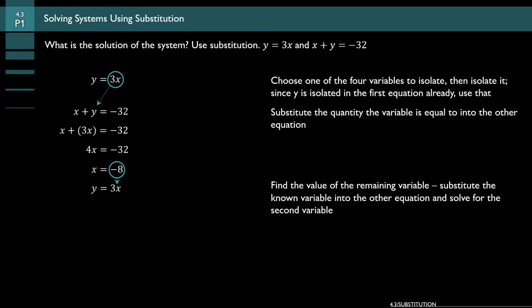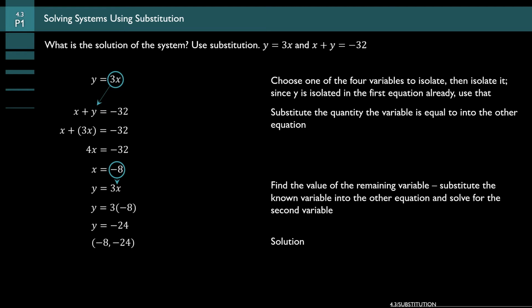Now that we've got that x equals negative 8, we're going to again use y equals 3x, and we're going to plug in negative 8 for x. So we get y equals 3 times negative 8, which is y equals negative 24. Now, the solution that we've got so far is negative 8, negative 24. Again, we're going to write it as an ordered pair.